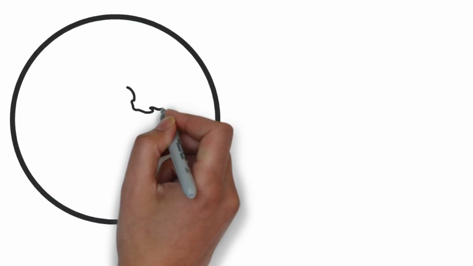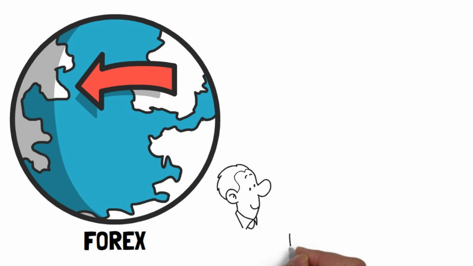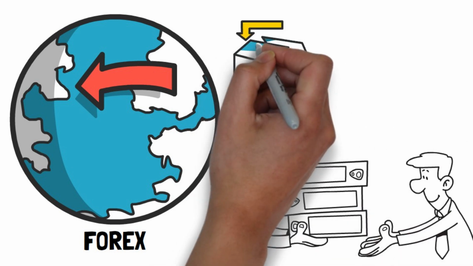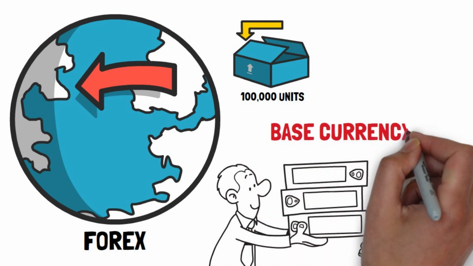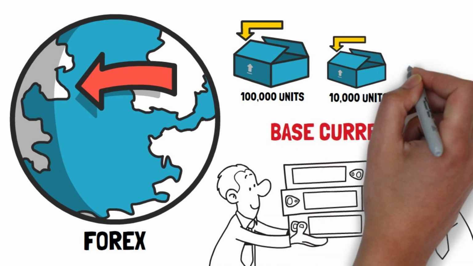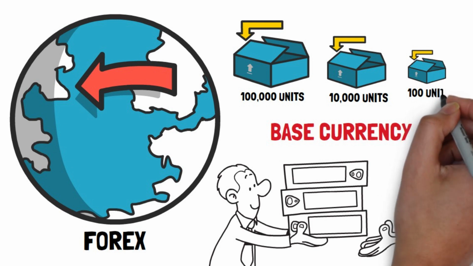In the world of Forex, positions are measured in lot sizes. A standard lot corresponds to 100,000 units of the base currency. A mini lot is 10,000 units, and a nano lot is 100 units.